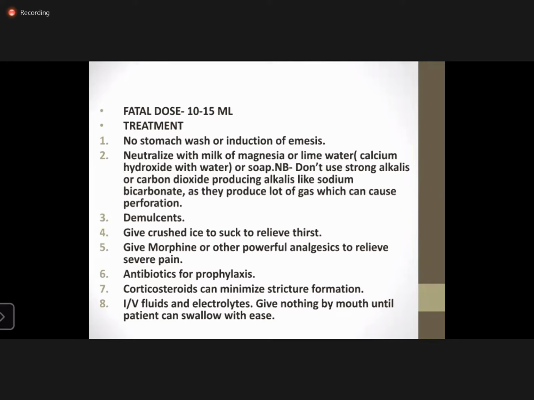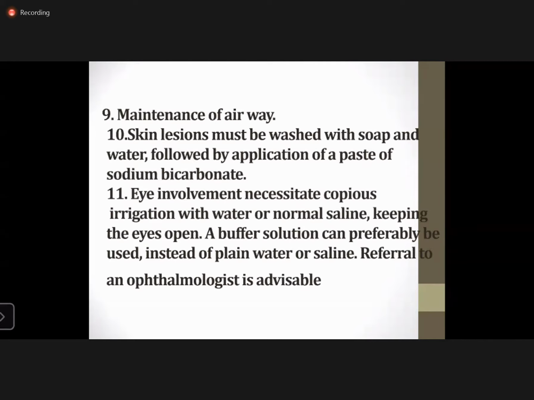Then comes maintenance of the airway. As we said, if there's a lot of edema of the glottis, you even do a tracheostomy sometimes. And for the skin, because there is corrosion, you simply wash with soap and water, with an addition of sodium bicarbonate or sodium hydroxide like that. If the eye is involved, keep the eyelid retracted for at least 20 minutes, and keep irrigating the eye with a lot of water or normal saline. A bicarbonate solution can be used instead of plain water. But the thing is, with the eyes, you have to refer to an ophthalmologist, which is the best advice.